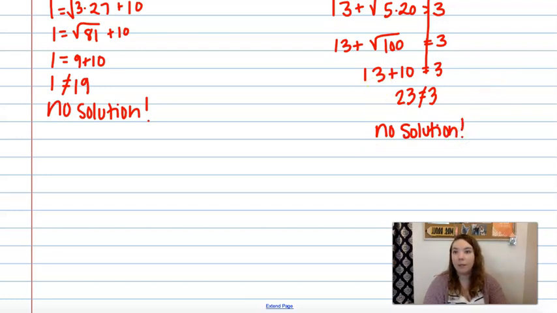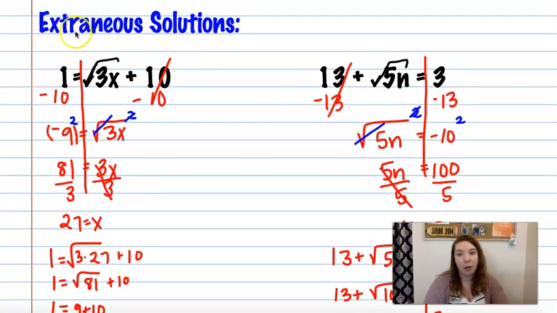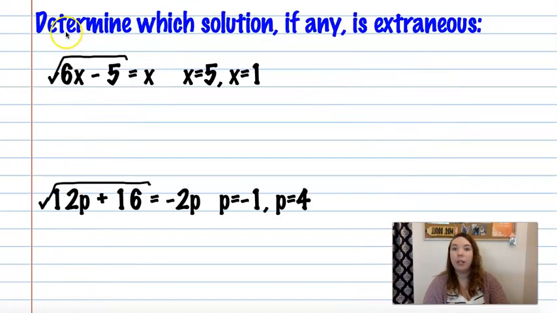All right. So let's do a couple more examples dealing with our extraneous solutions. So here it says determine which solution, if any, is extraneous. They gave you the two solutions that they found when they worked out the problem, and we're just going to test them. So we don't have to solve the whole problem. We just have to test the ones they gave us.